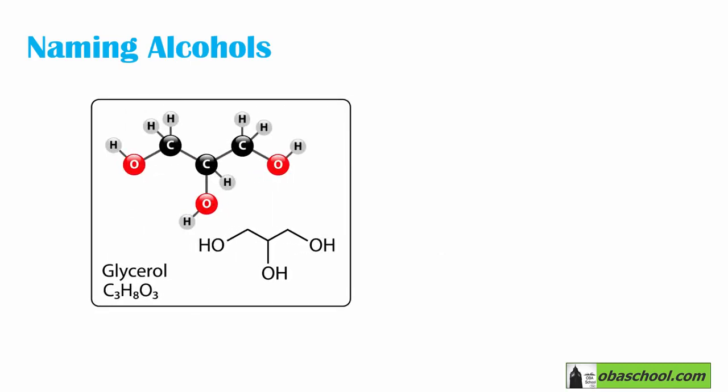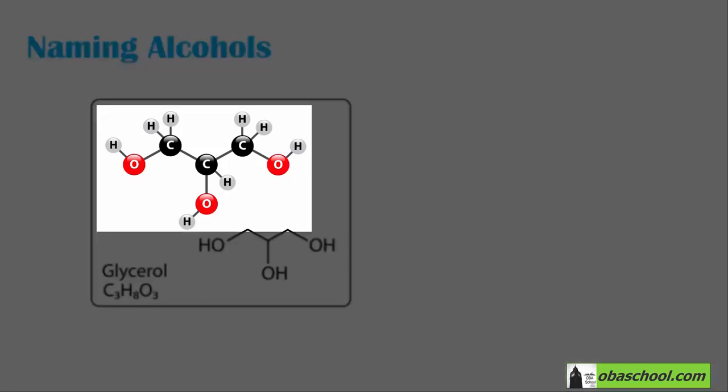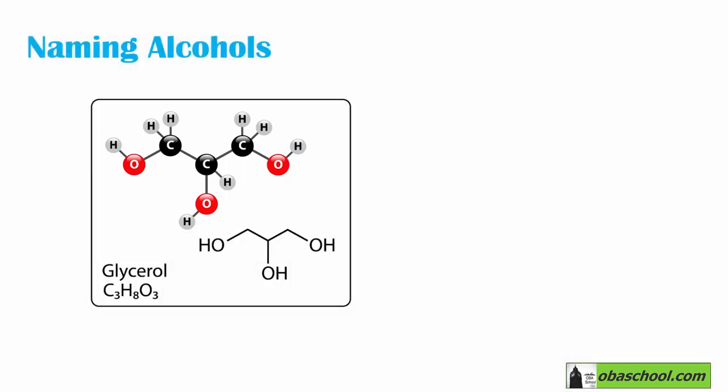We have this molecule where we have three carbon atoms in the main chain. Each carbon atom of these is bonded to a hydroxyl group. So we have three hydroxyl groups, and this means that we will use the prefix tri to indicate the presence of three hydroxyl groups. And because they are not bonded to the same carbon atom, we have to indicate the position of each one of them. So the name of this compound will be propane-1,2,3-triol.